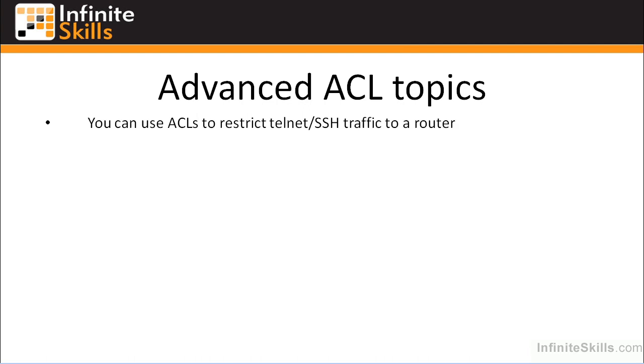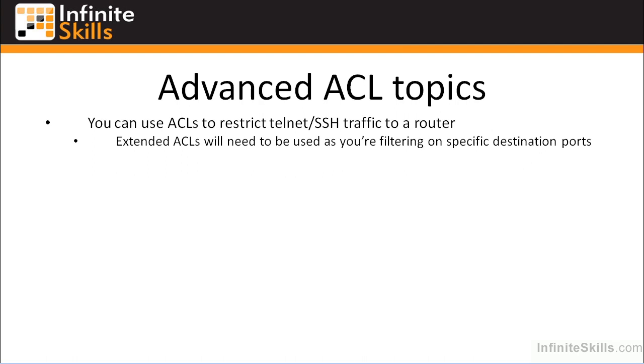One of the uses of access control lists is to restrict telnet and SSH traffic to a router. Normally, you would only want to restrict that access to just your management networks. You know that all of your network administrators generally stay in one building, and so you'll want to only allow those people telnet and SSH traffic into your router. Obviously, since you're filtering on specific ports, you'll have to use extended access control lists. And again, if you know the difference between a standard and extended, it's one of those, well, duh moments.